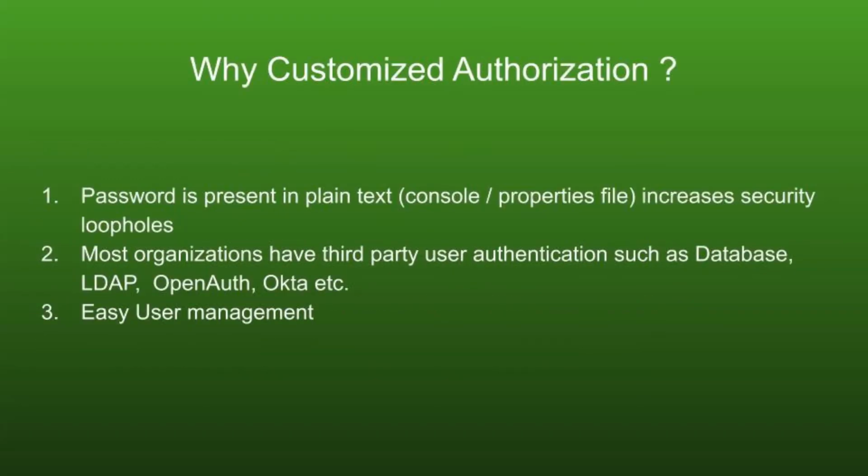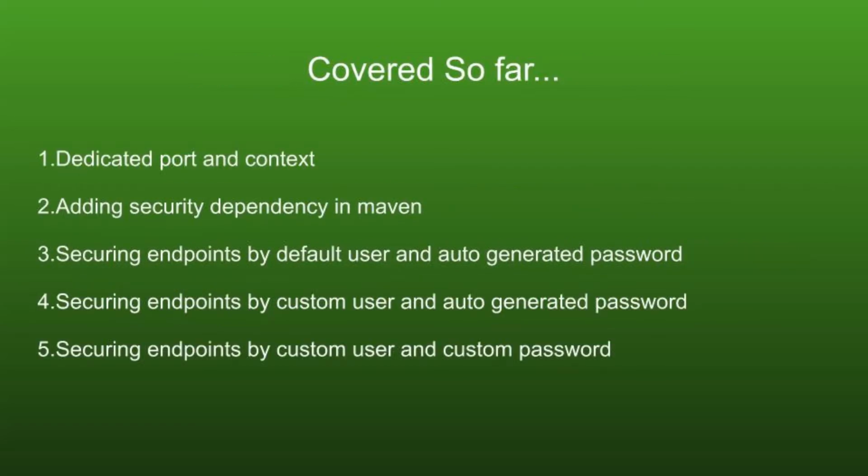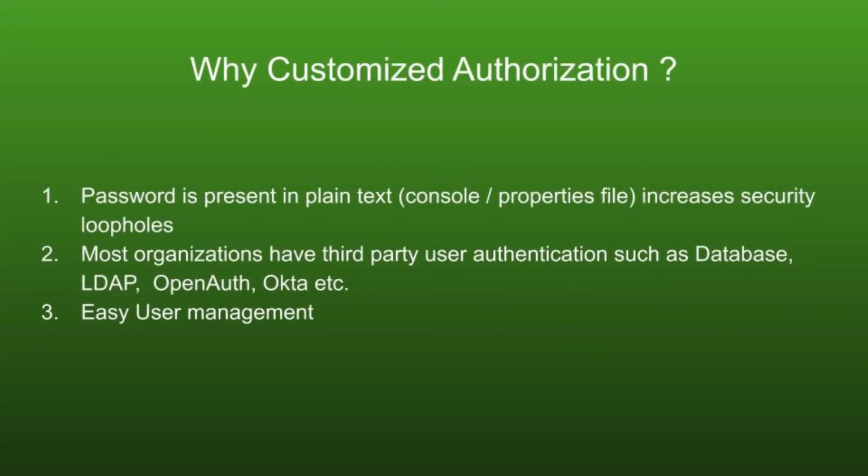So why is customized authorization required? The first reason is we saw in earlier videos, we disclose the password either in the console or in the properties file. When we disclose the password in the console, anyone having admin access to the server can go to the console and look at the password, and he may misuse it. And the other reason is when we save the username and password in the properties file, it gets saved in plain text, and it is visible to anyone having access to that repository. So anyone can go to that repository and look at the password, which is present in plain text.